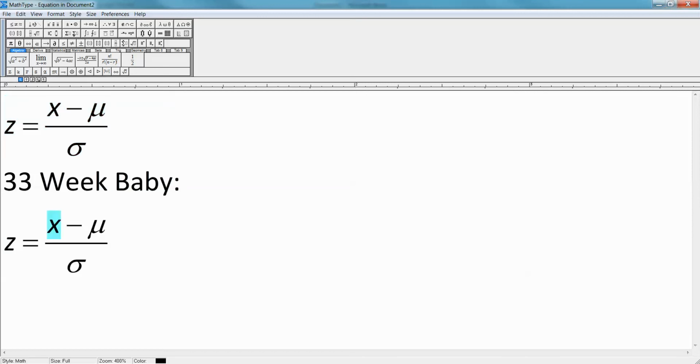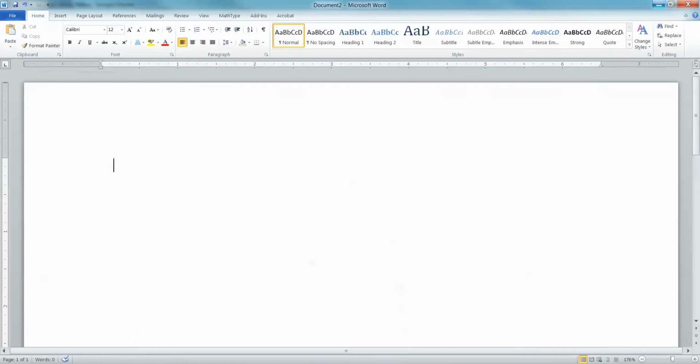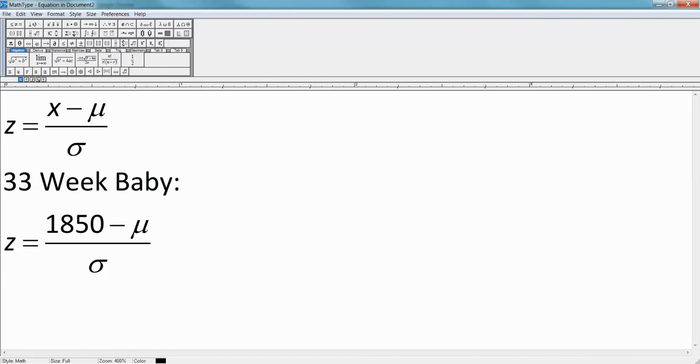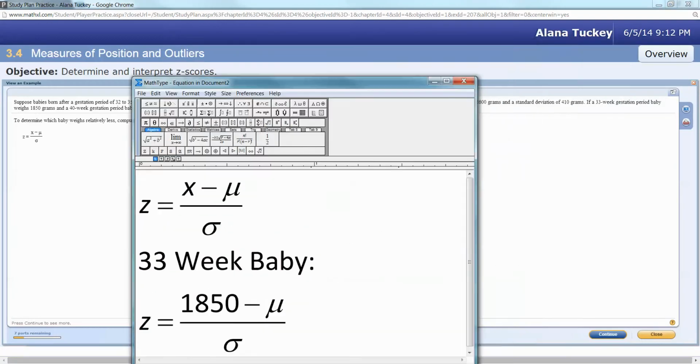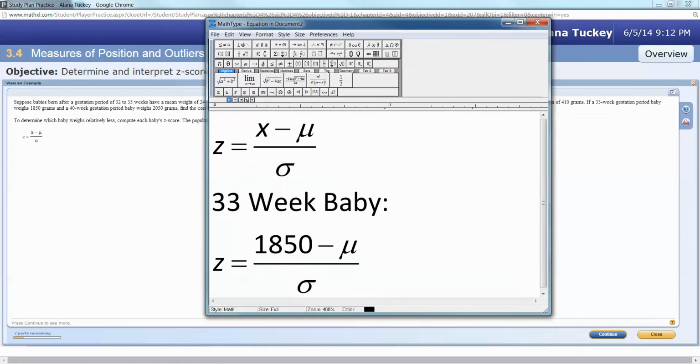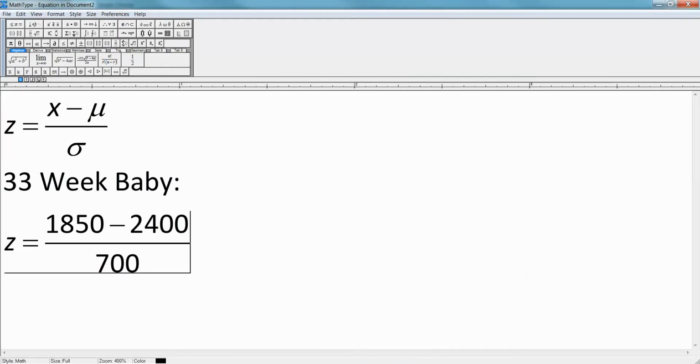The 33-week baby weighed how much? The 33-week baby weighed 1,850, right? 1,850. Now the mean mu for 33-week babies is 2,400 and a standard deviation of 700. So you put 2,400 over here, over the standard deviation of 700. All right, there we go. So there we have it. So now we just need to find this.